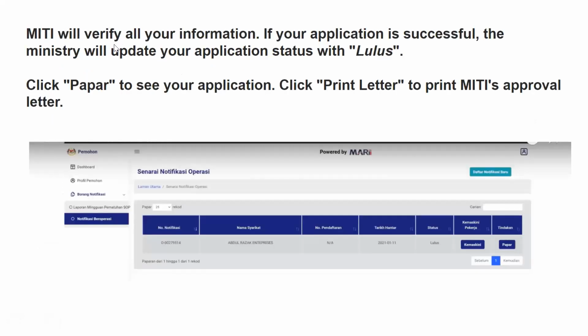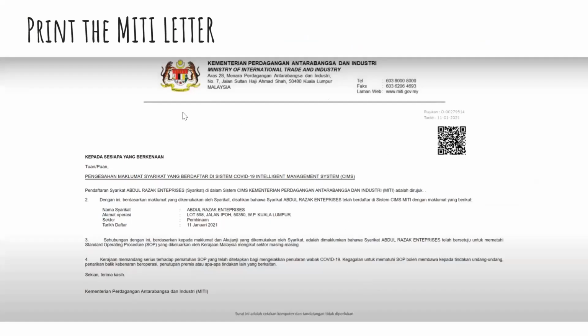Now, after that, MITI will verify all your information, right? Then, if your application is successful, the ministry will update your application status with Lulus. So you go back to your dashboard and you can see here, if it's approved, it will show status Lulus, right? Then you can also click Papar, okay, to see your application. Then you click print letter to print MITI's approval letter. So basically you click here Papar, right? Then it will show you your letter. So this is a sample of your letter, like what I shared with you just now. And then you just print this letter, all right?